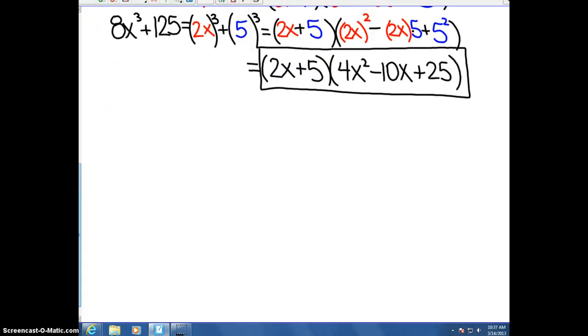At your desk, go ahead and look at 64x cubed minus 27y cubed, and see if you can get that broken down into its a cubed minus b cubed and cut and paste into the formula. Pause the video and work on that, and then start it back up when you're ready to see the steps.